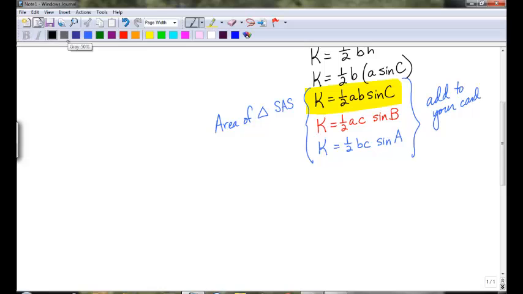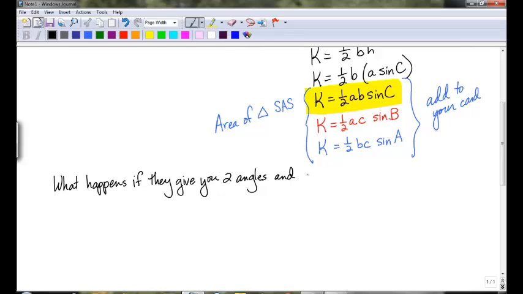Now, what happens if they give you two angles and a side? Well, then you have to use the law of sines and the area formula.